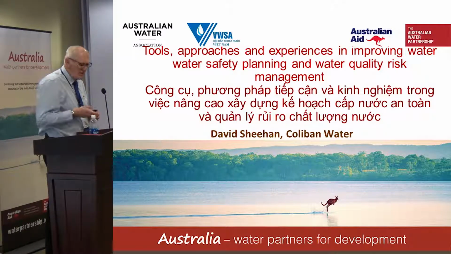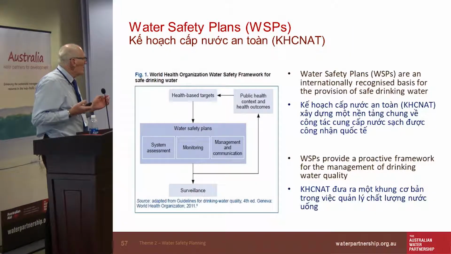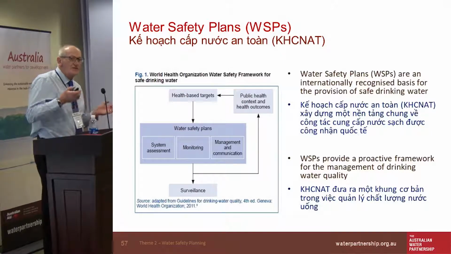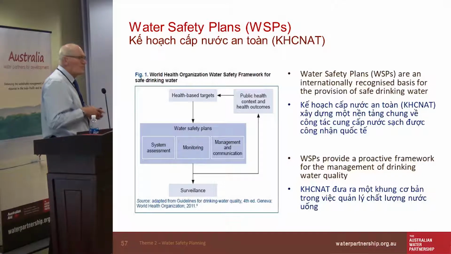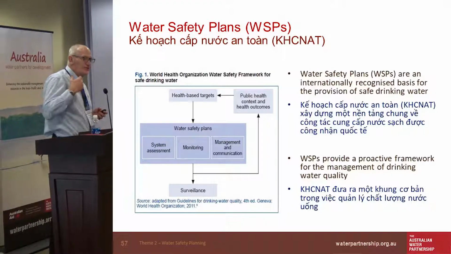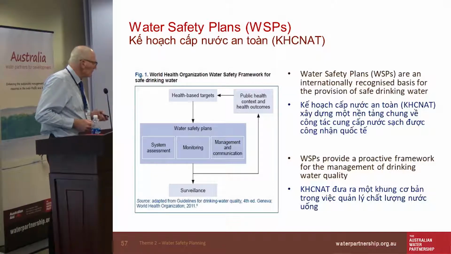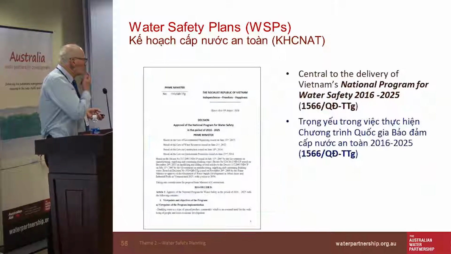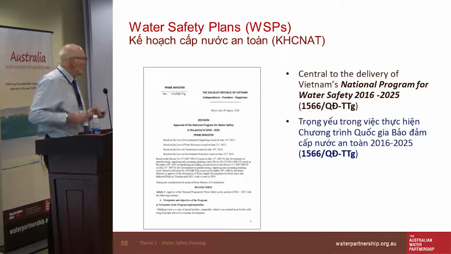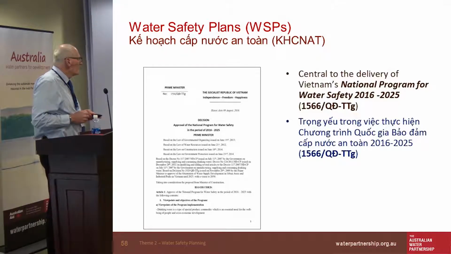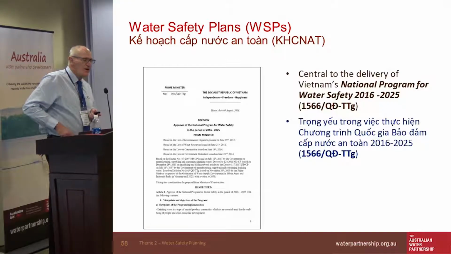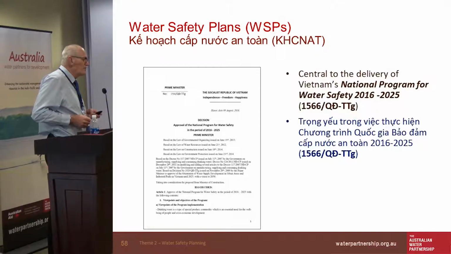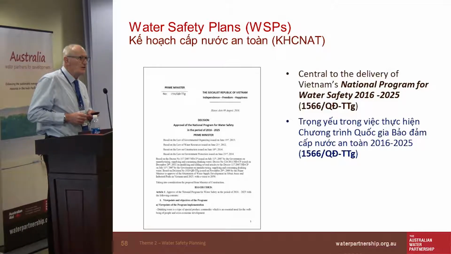As most of you will be well aware, water safety plans are the internationally recognised method for producing safe drinking water. They provide that proactive management framework to provide safe drinking water quality to your customers. And of course, as we all know in this room, it's central to the delivery of Vietnam's National Water Program for water safety from 2016 to 2025. And we, as Australian utilities, are very committed to helping Vietnam achieve that goal.